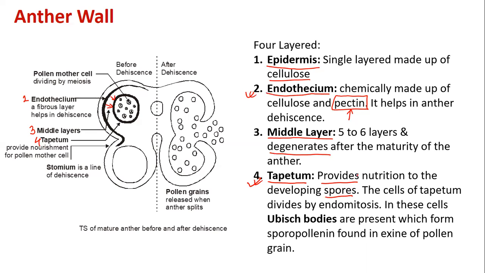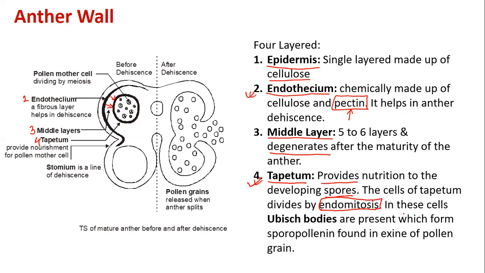And how do they provide nutrition? The very interesting thing is that they divide by a division called endomitosis. In endomitosis, we know very well that the chromosome number gets doubled. If the chromosome number gets doubled, that means more and more DNA is there, more and more chromosomes, which will eventually help in the formation of more and more protein. That's how the tapetum provides nutrition to the developing spores.